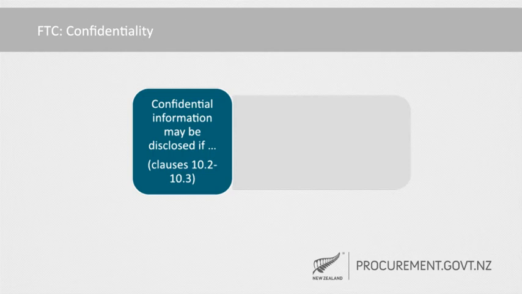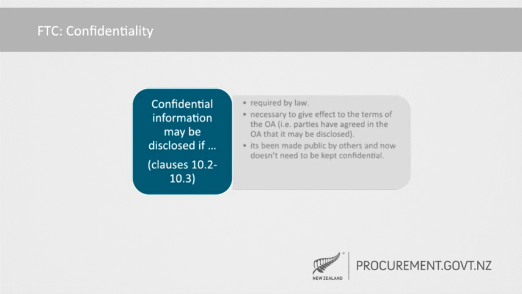Sometimes disclosing confidential information is allowed. For example, if the provider or the agency is required by law to disclose it, if the provider or agency has to disclose it to be able to comply with the outcome agreement, if the information is made public and both the provider and agency agree that it no longer needs to be kept confidential, or both the provider and agency agree that the confidential information may be disclosed to certain third parties, for example an auditor who has first signed a confidentiality agreement.